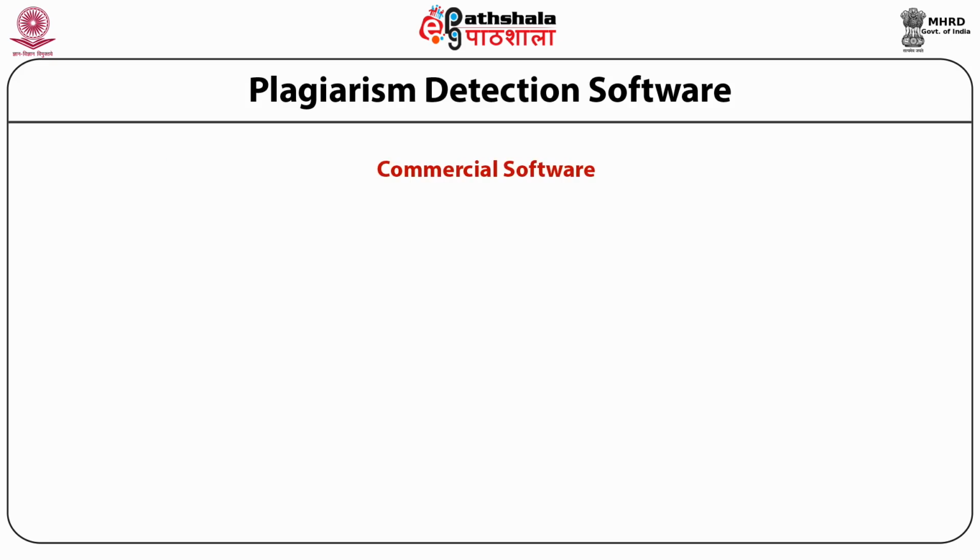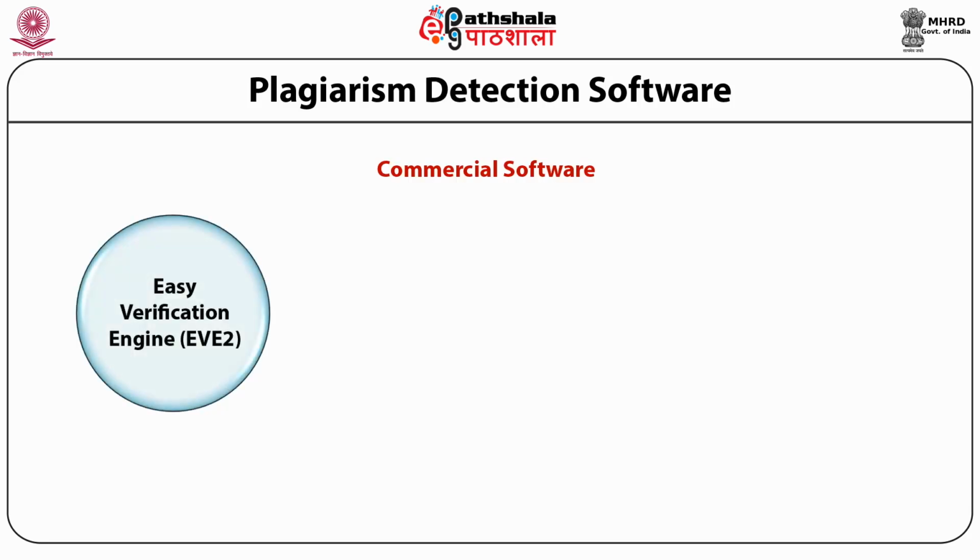A few examples of them are Easy Verification Engine, that is EVE2, which is a very powerful tool that allows professors and teachers at all levels of the education system to determine if students have plagiarized material from the World Wide Web. It accepts essays in plain text, Microsoft Word, or Corel WordPerfect format and returns links to web pages from which a student may have plagiarized.